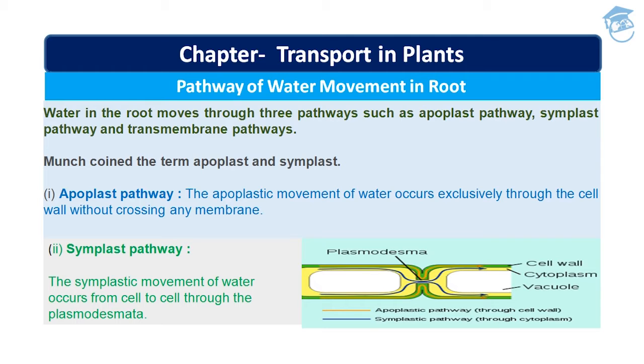Once water is absorbed by the root hair, it can move deeper into the root layers by two, or more specifically, three distinct pathways. First is the Apoplast pathway, second is the Symplast pathway, and third is the Transmembrane pathway. First we'll discuss the Apoplast and Symplast pathways, but before that, just know that Munch was the name of a scientist. He coined the terms Apoplast and Symplast.